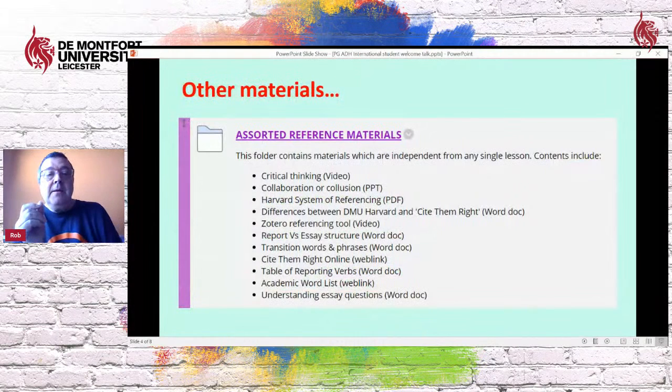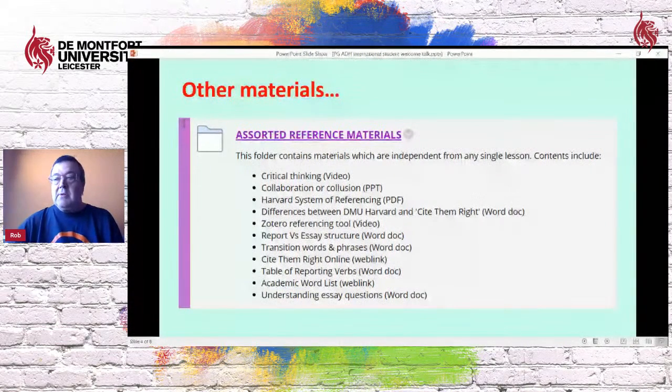As well as that, we also have a lot of self-standing material. So these are not related to classes. They're not related to any of the lessons that we're doing, they're all kinds of academic skills. So we've got one on critical thinking. You'll see one on more on the Harvard system, Cite Them Right, which is another method of referencing, a table of reporting verbs, all kinds of things, and the Academic Word List, all the kind of things that you'll need for your studies.